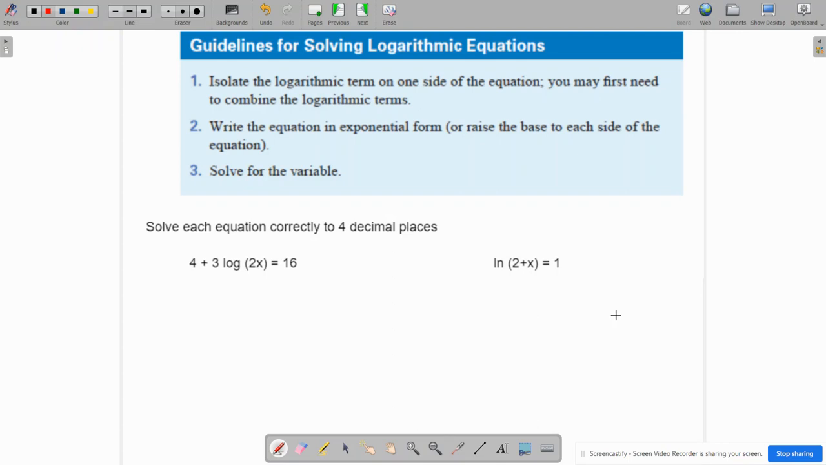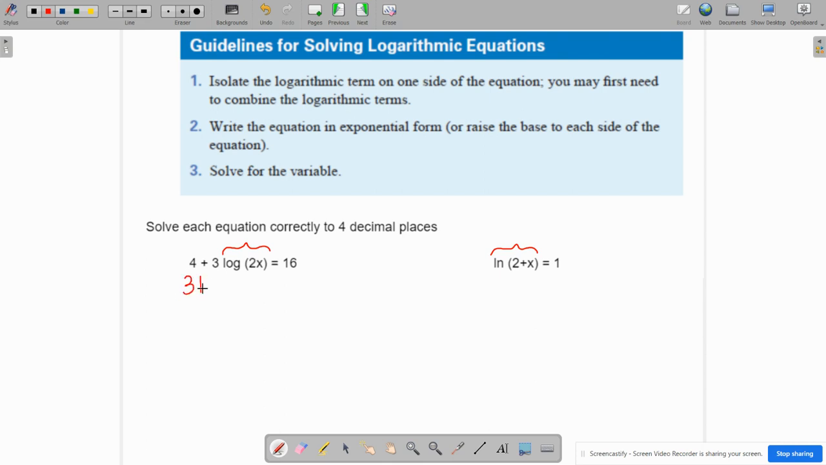In this tutorial, we're going to talk about solving logarithmic equations. The first step to solve a logarithmic equation is to isolate the logarithmic term on one side. So you can see in our examples here, our logarithmic term in this case would be the log of the quantity 2x, and here the natural log of the quantity 2 plus x. So over here, it's isolated already, but on the first equation, it is not isolated. So the first thing we need to do to both sides here is subtract 4.